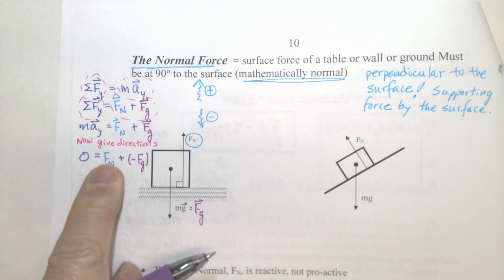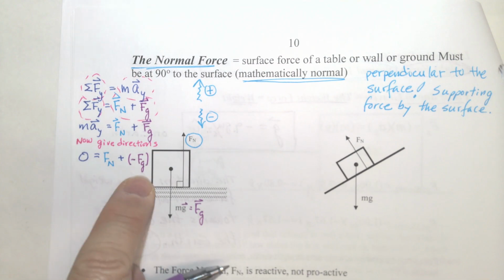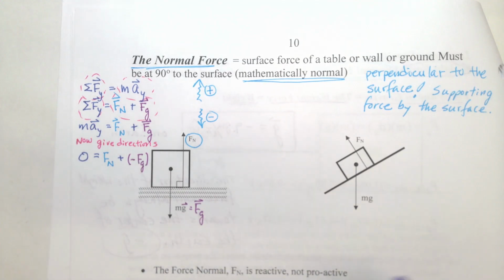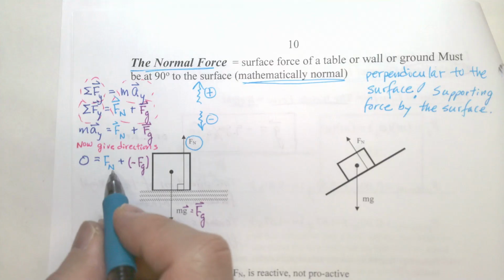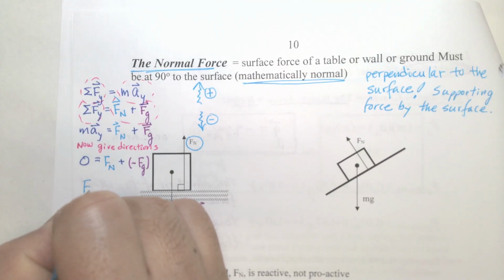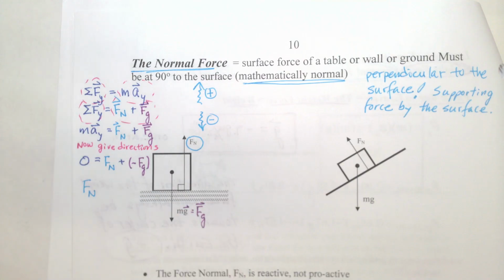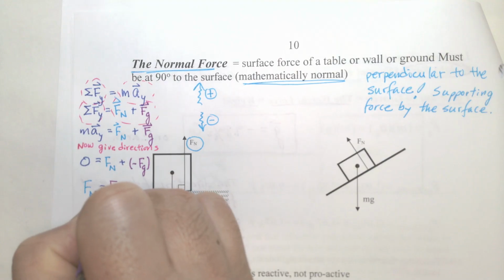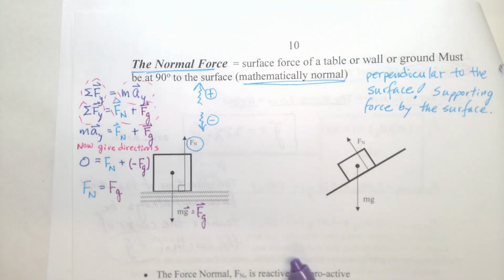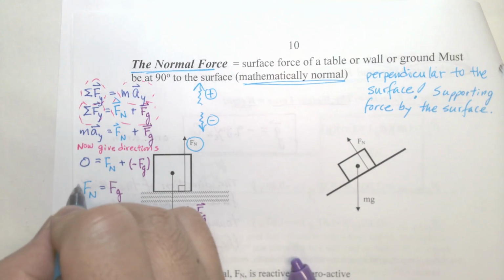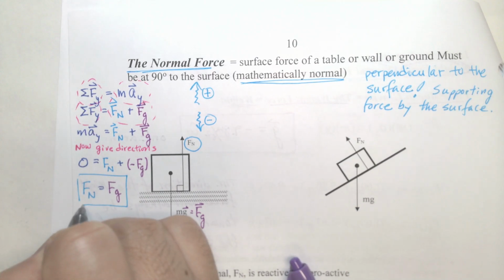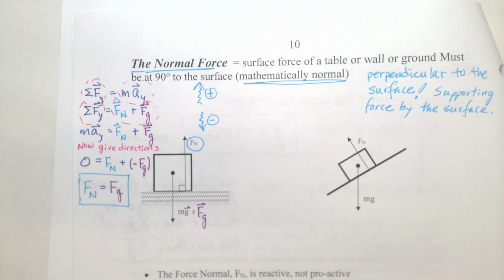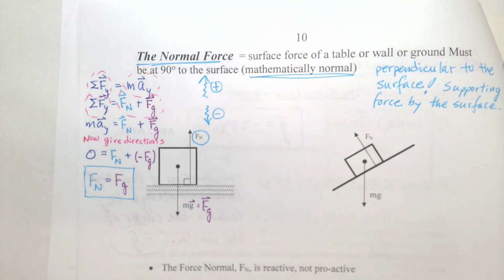Now notice how I took off the vector symbols. Now I gave directions to this. Okay? So if I solve for F normal, my F normal in this particular case is equal to simply Fg. Or you could simply say, in this particular instance, my normal force is the same as the weight. However, this is not always the case.